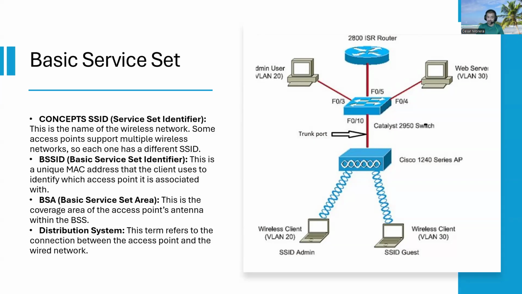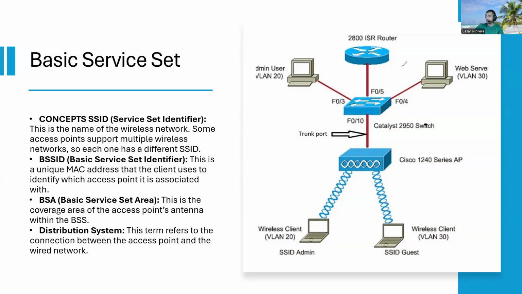BSSID, Basic Service Set Identifier, this is the unique MAC address that the client uses to identify which access point it is associated with. We have the Basic Service Set Area, BSA. This is the coverage area of the access point antenna within the BSS. And finally, the distribution system. In terms, this basically means a connection between the access points and the wired network.